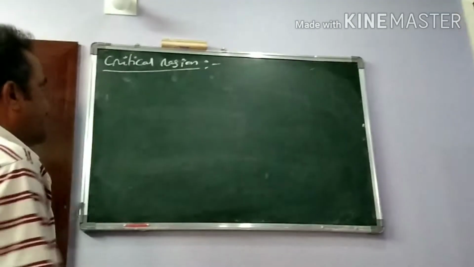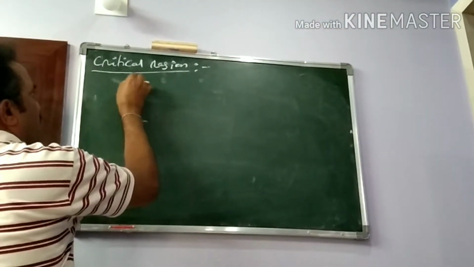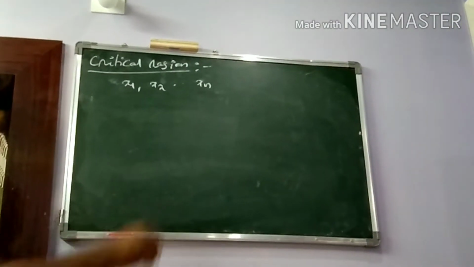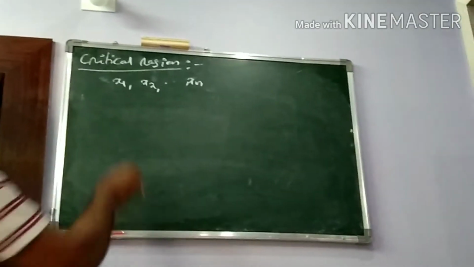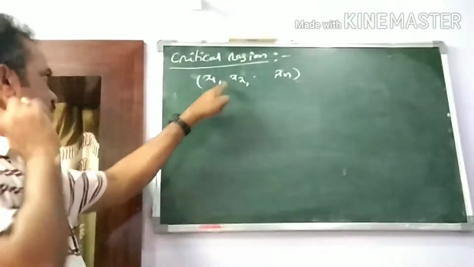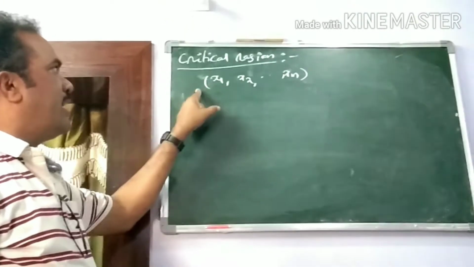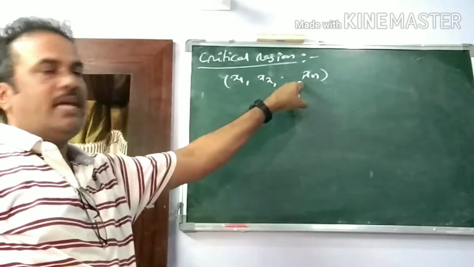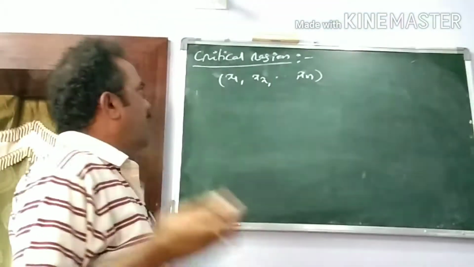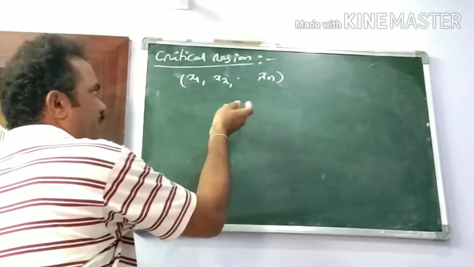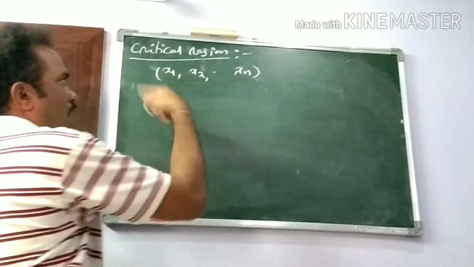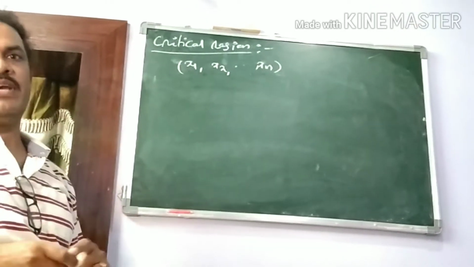Let us consider the sample values x1, x2, up to xn. These sample values are treated as a point in the n-dimensional space. Let us also consider one region in the n-dimensional space. Then we see whether this point lies within the region or outside this region. So we need to clarify that concept.